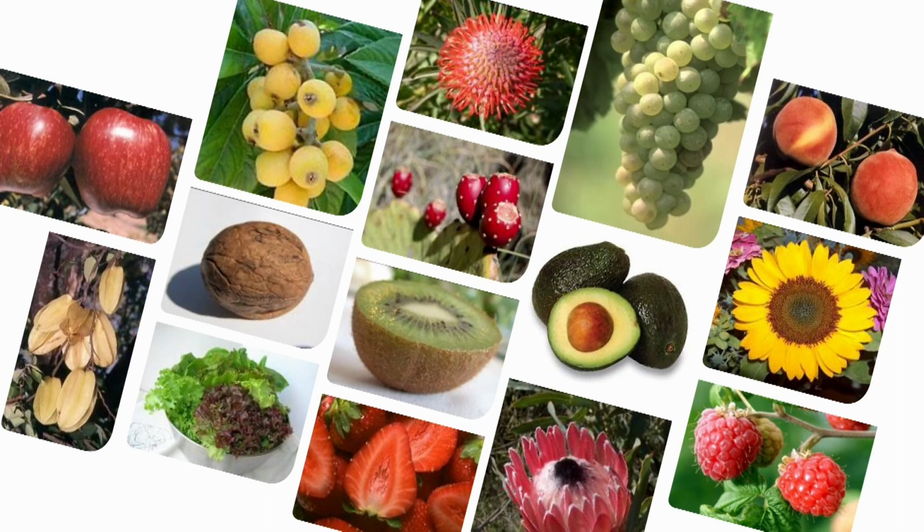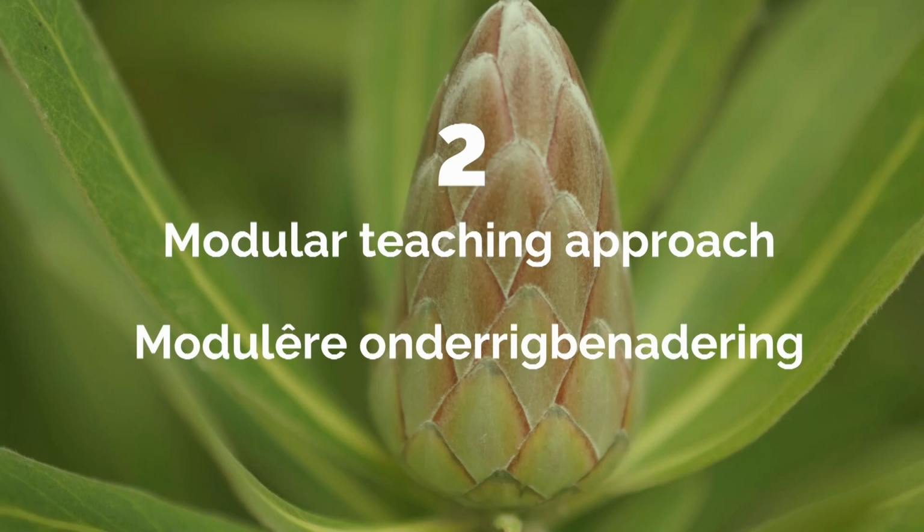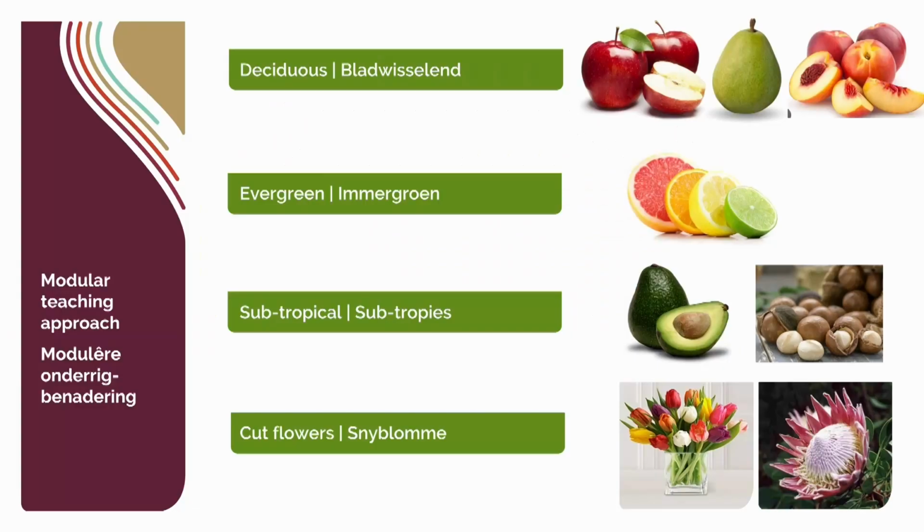And how do we actually go about teaching this? We've got a modular teaching approach, which means we take deciduous fruit, evergreen subtropical fruit, and cut flowers or ornamentals in order to teach this modular system, which you would be able to apply in any plant system to be able to make your own recipe for any plant. So these are the main focus areas.